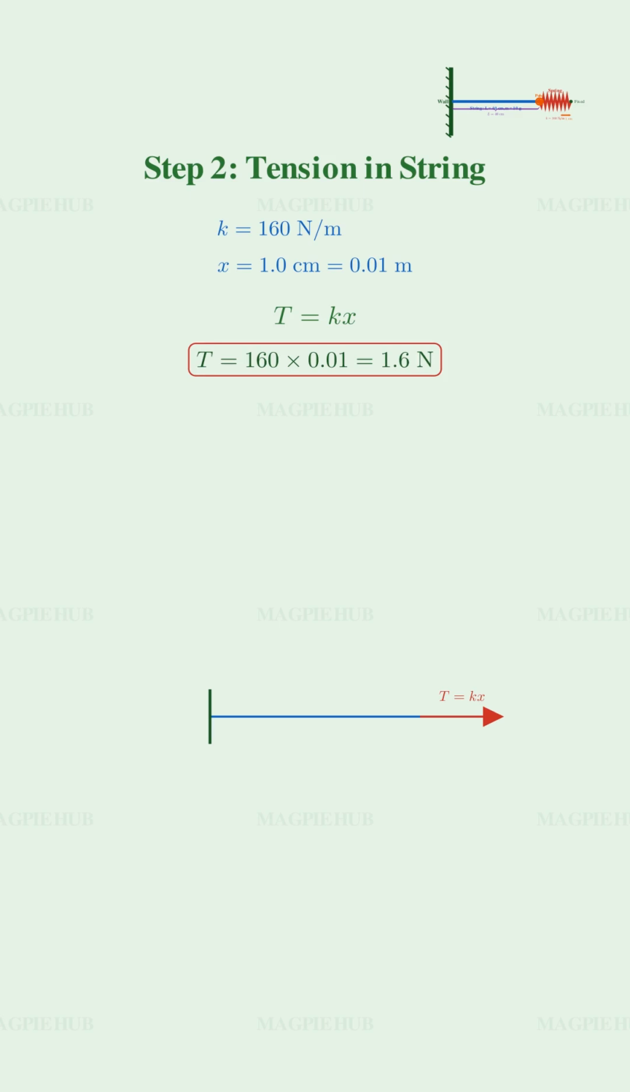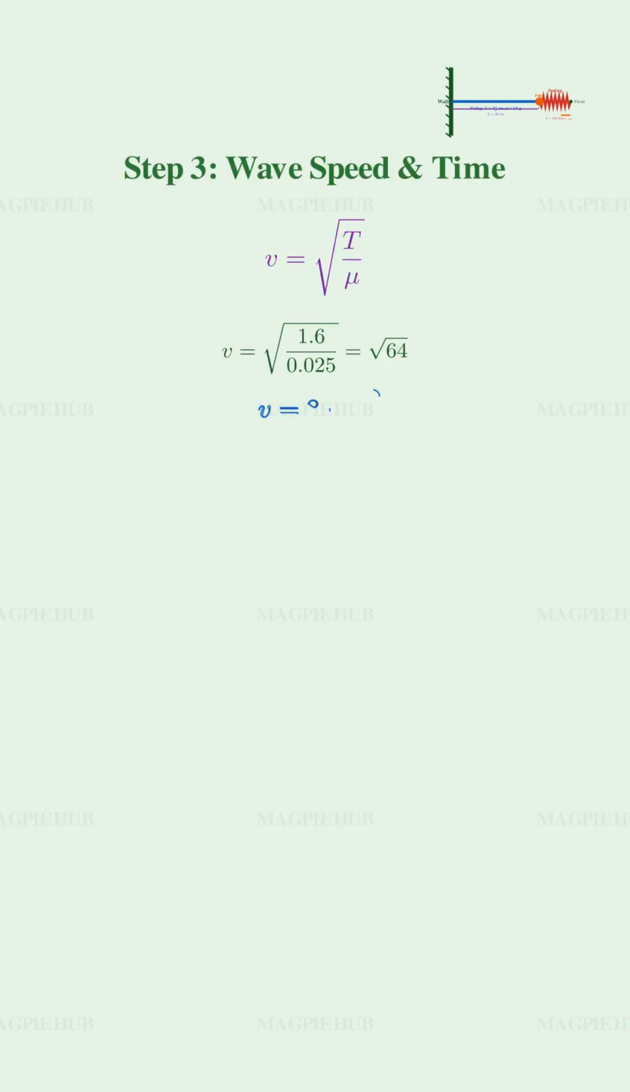The spring is stretched by extension X equals 1 centimeter, that is 0.01 meters. The spring constant K is 160 newtons per meter. By Hooke's law, the tension equals K times X, which is 160 times 0.01, giving us tension T equals 1.6 newtons. Step 3. Finding the wave speed.